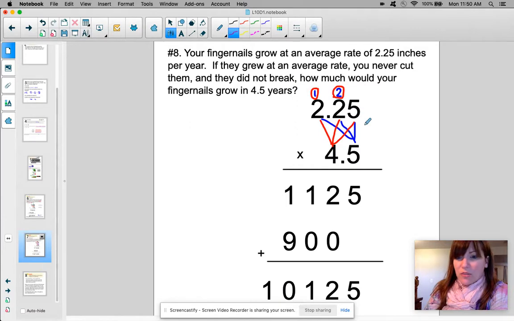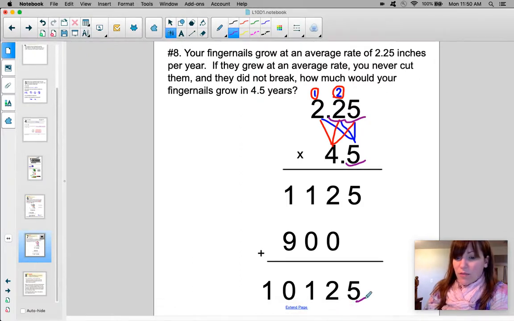Now let's talk about those decimals. We're going to add our place values, 2 decimal places plus 1 decimal place, and I'm always going to start from the left, and let me hide this, sorry. Start from the left and count 1, 2, 3 decimal places, and we are going to have fingernails that are 10 inches long at the end of 4.5 years. Really weird to think about, but our real answer is 10 and 125 thousandths.